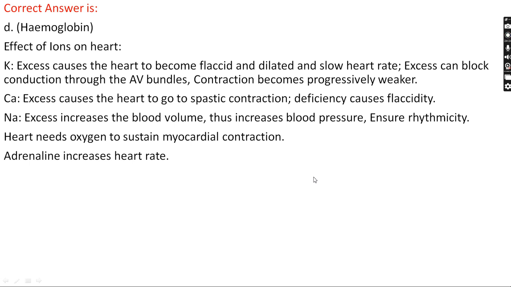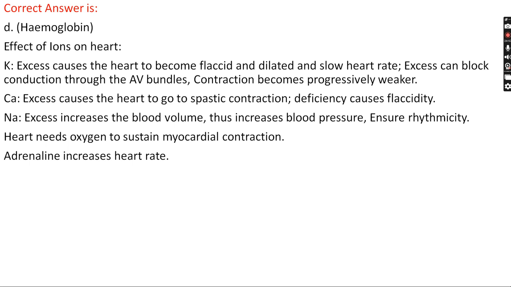Let's see the effect of ions on the heart. First, the effect of potassium on the heart. An excess level of potassium causes the heart to become more flaccid and dilated, with a slow heart rate. Excess potassium also causes blockage of conduction through the AV bundles, and the contraction of the heart also becomes weak.